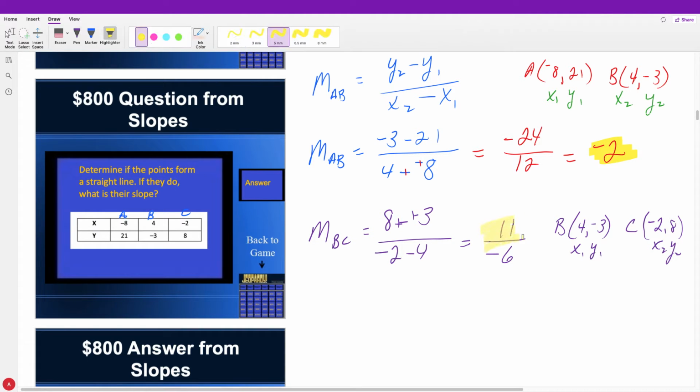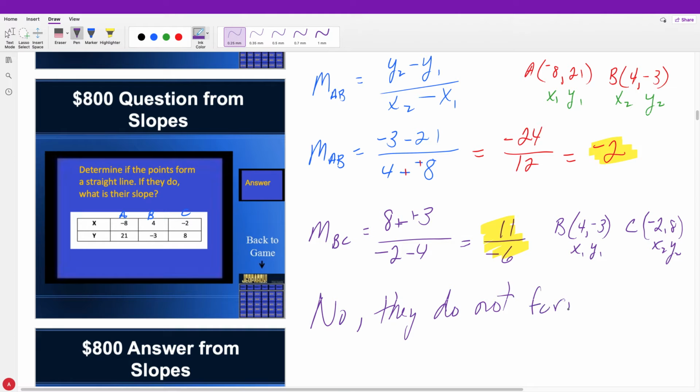So right away I can stop and say that our slopes are different, because this is -2, and this is 11 over -6, really close but not exact. So we would say no, they do not form a straight line because the slopes are different.